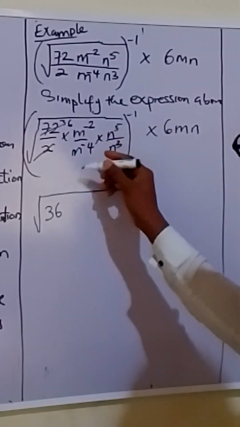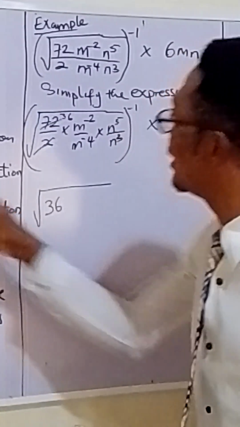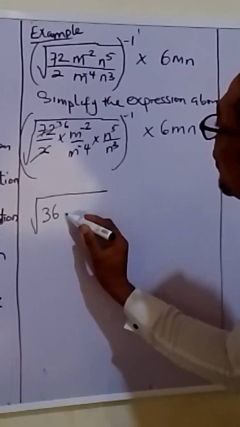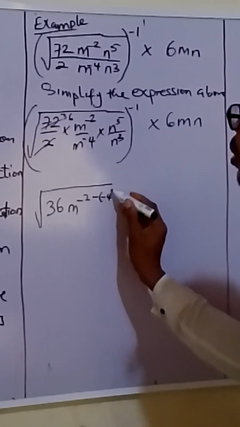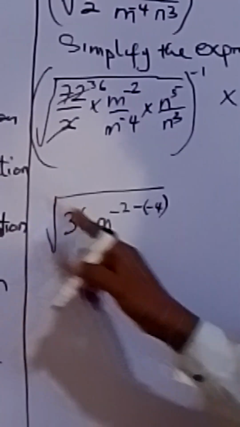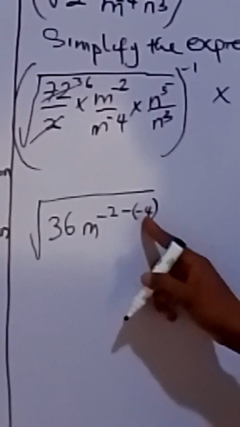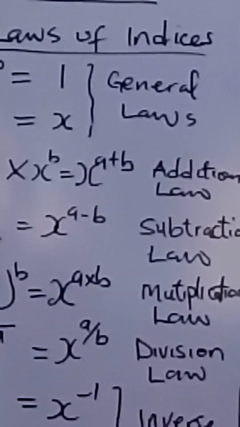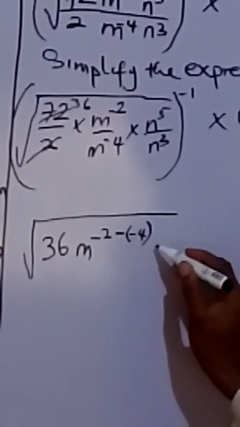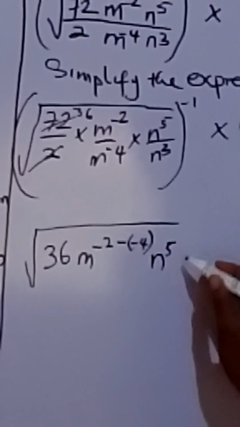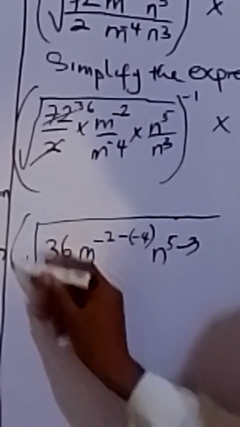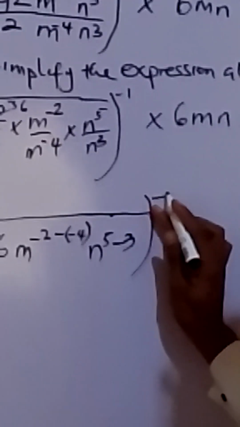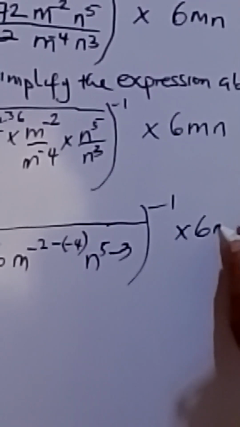Now let's follow. This is the division law, meaning that we will now have m raised to the power minus 2 minus 4. This is a and this is b. So minus 2 is a here and minus 4 is b. This minus is the operation that makes it the subtraction law. And then we go to the next one, which is n raised to the power 5 minus 3, still the division law, and everything is raised to the power minus 1, and we multiply by 6mn.